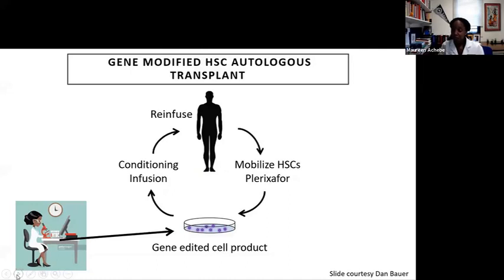For gene therapy in general, we take out hematopoietic stem cells from the patient. It undergoes gene editing or gene modification in the lab. We condition the patients by giving chemotherapy, and then we reinfuse these cells into the patient.